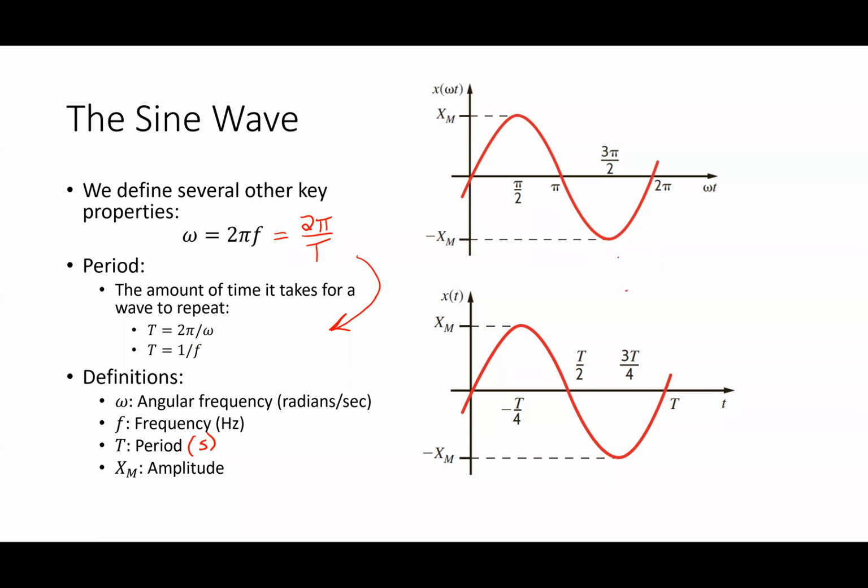So if I said f is 60 hertz, what's the period of that waveform? 1 over 60. 60 hertz means 60 cycles per second, or 60 periods in a second. One cycle and one period are used interchangeably. So the period is 1 over 60 seconds, which works out to about 16.67 seconds.